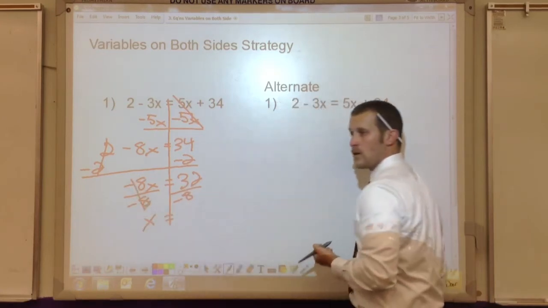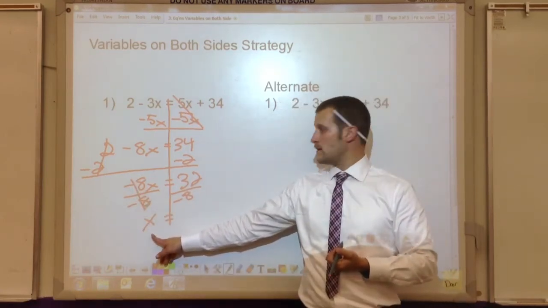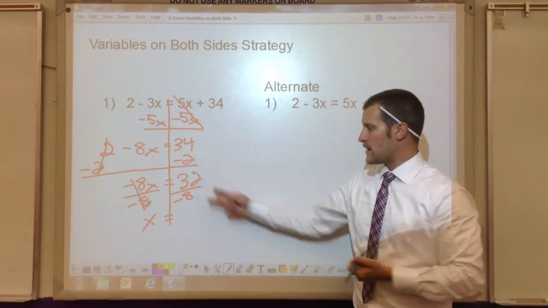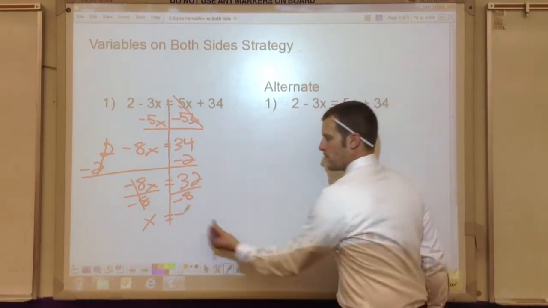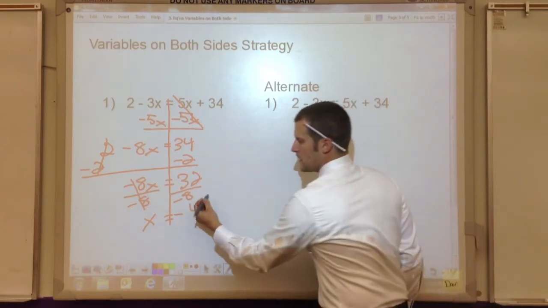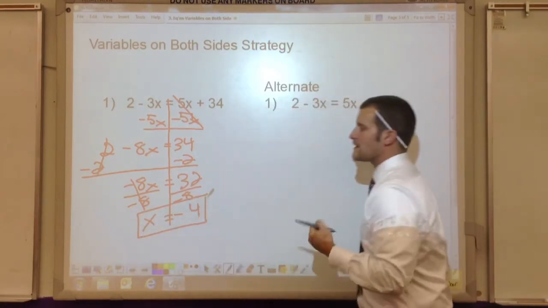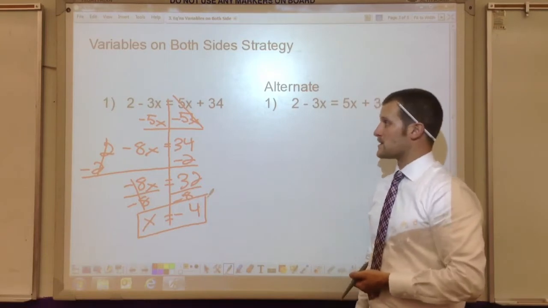Those cancel, go away. X is all alone. Positive divided by a negative makes a negative. 32 divided by 8 is 4. So x should be negative 4. Lastly, I have to go and check my answer.